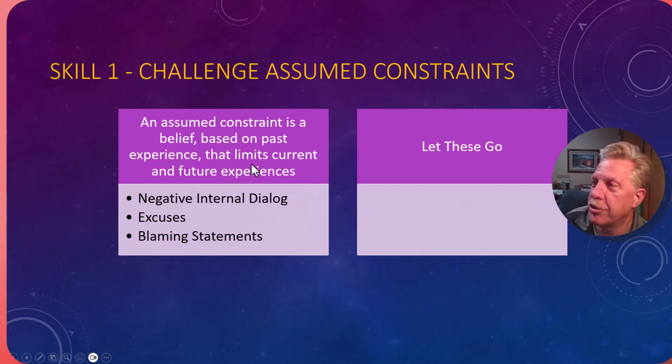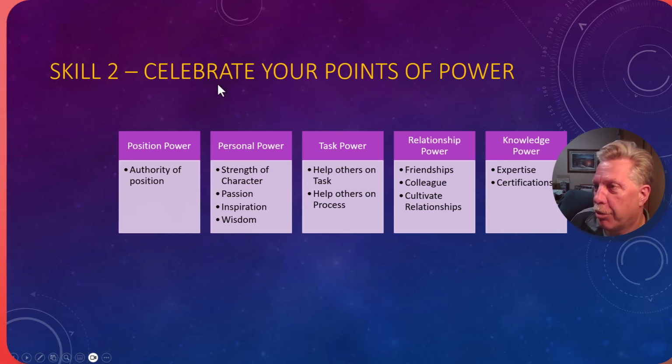Skill number one, challenge assumed constraints. So, what you want to do is make sure that anything that is a belief or a past experience may limit your current and future experiences. So, you want to, as a team, remove or get rid of any negative internal dialogue amongst the team or even amongst yourself, as well as any excuses and any blaming statements. You want to let these three items go. So these are just some examples of any assumed constraints that you want to be removed. These are three examples.